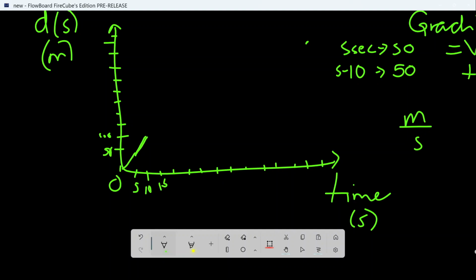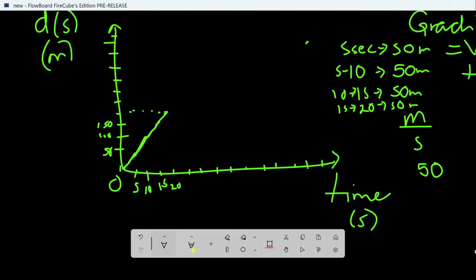Then what about from 10 to 15? Let's say it covers another 50 and goes up to 150. So from 10 to 15, it covers another 50 meters. I think you can see the trend. And then from 15 to 20, it covers another 50 meters, going from 150 to 200. Not properly accurate, but I guess you can see what I mean. So every 5 seconds, it covers 50 meters.